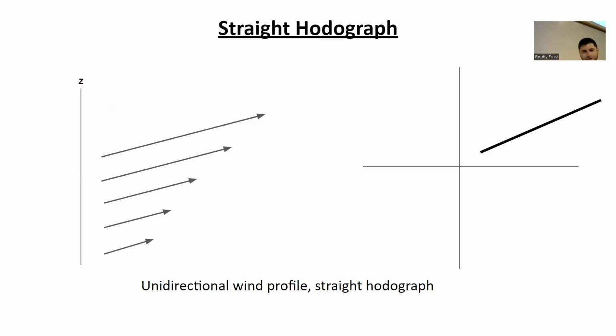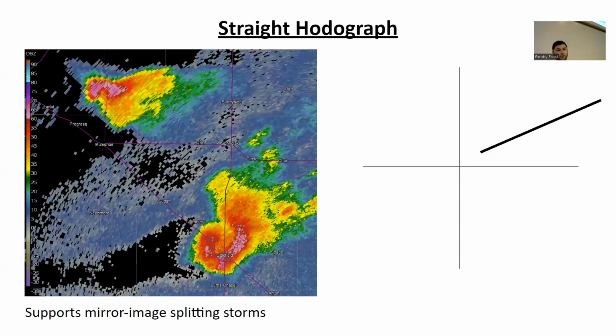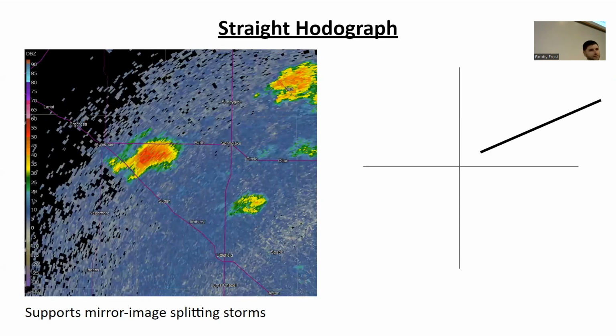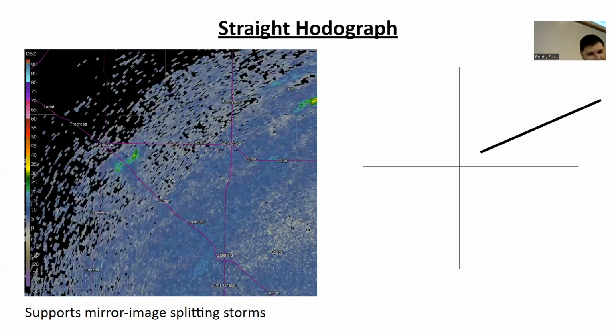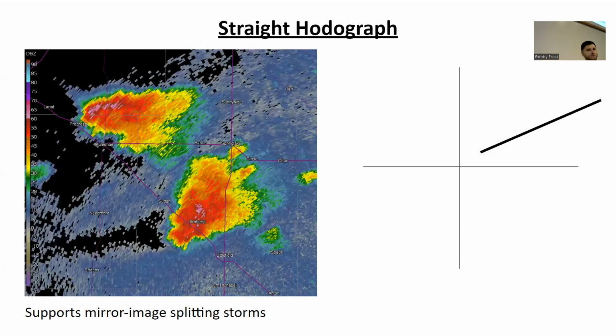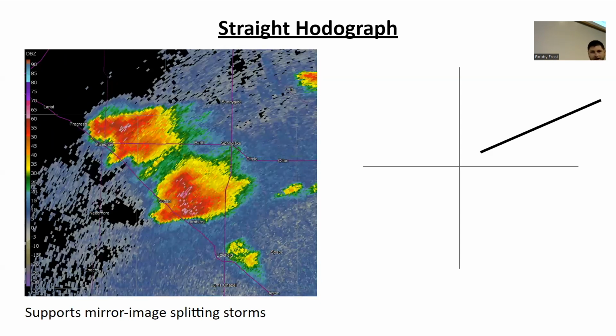So here we have a unidirectional wind profile. These create straight hodographs. When we say unidirectional wind profile, the direction of the wind with height is not changing. It's unidirectional. This often gives us these straight hodographs that support mirror image cell splitting. So any severe storm weenies out there know, you've seen this, left and right splits. This is very common with the straight hodograph.